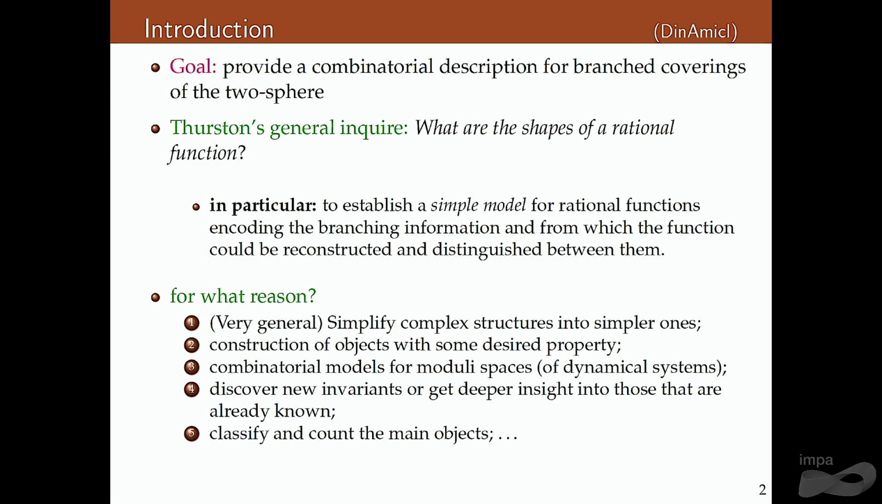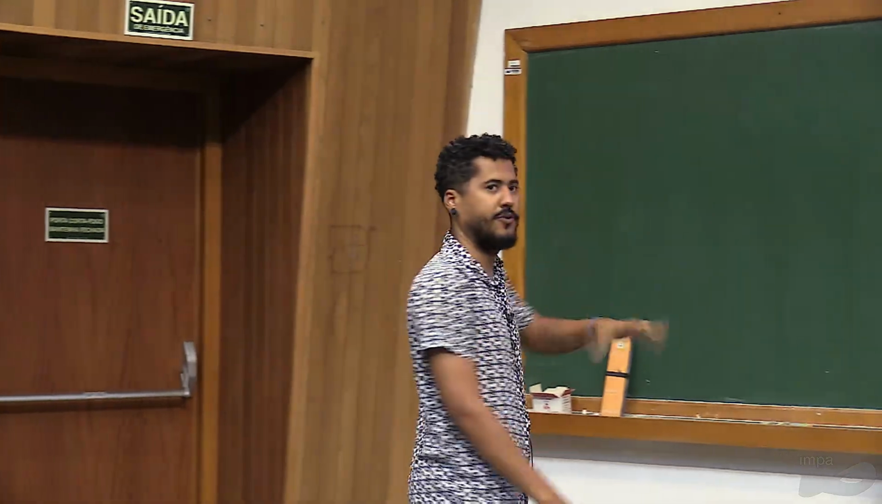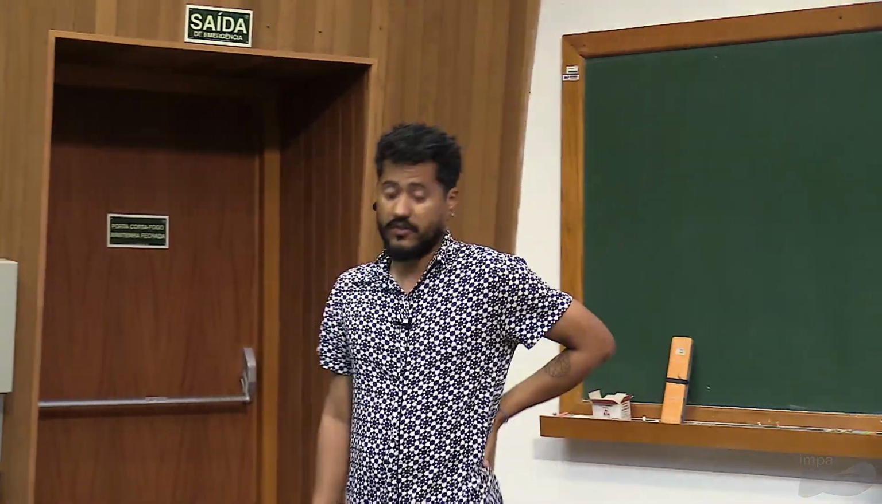Around 2010, in a working group, he came up with the question: what are the shapes of rational functions? In particular, he was interested in determining a simple model for a rational map, encoding its branch information, from which we could reconstruct that object and distinguish it.